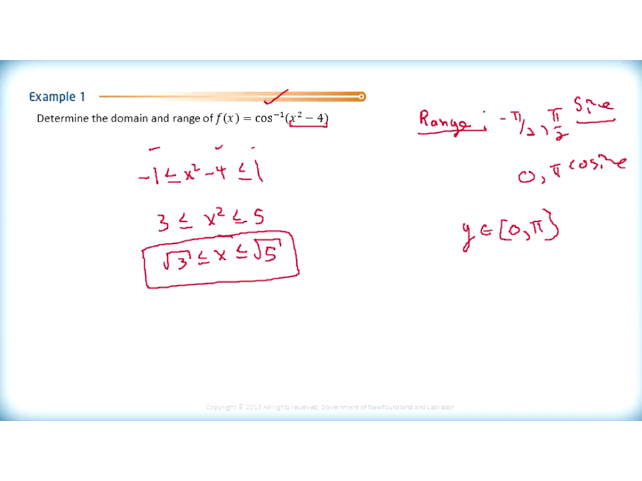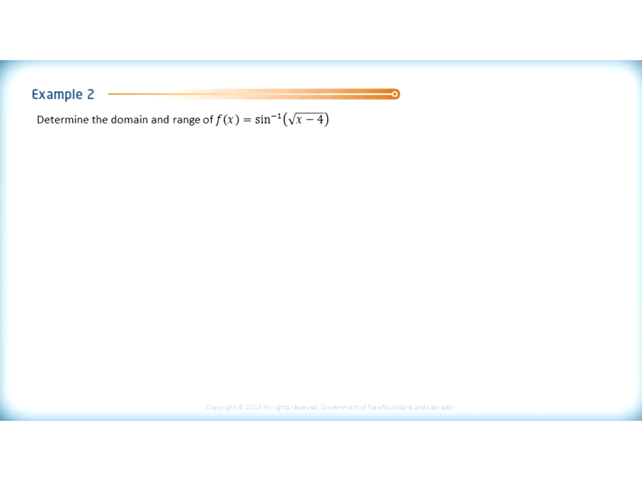Okay? Let's try another one of these examples. Let's look at this one. It says f of x equals the inverse sine of the square root of x minus 4. So same idea. Let's get the domain and range here.